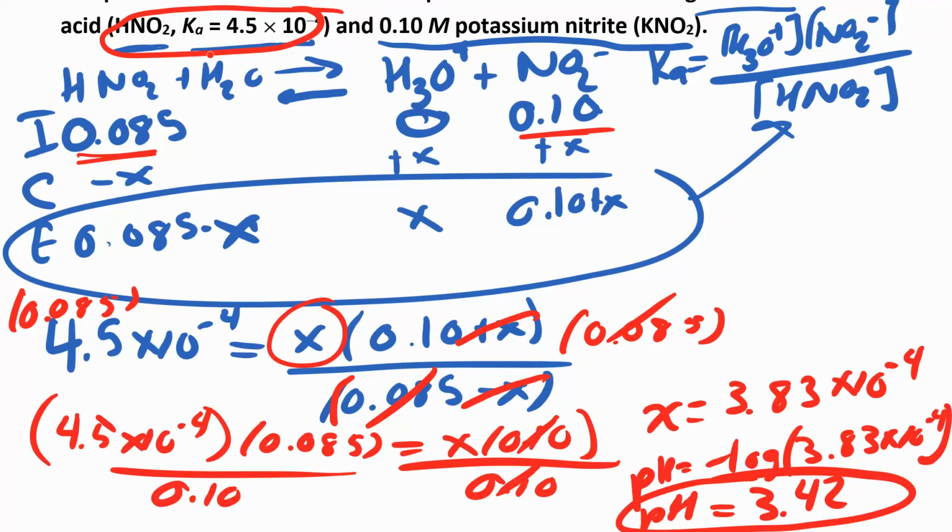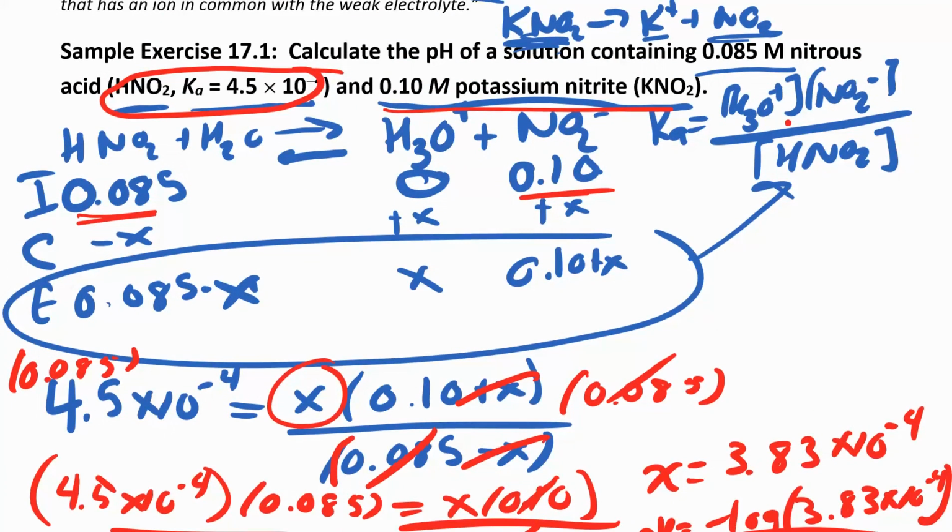And then the other piece is going to be the common ion part. So you're going to have two concentrations. Scroll up a little bit. They give you two concentrations here and a Ka. Let's try another one of these.